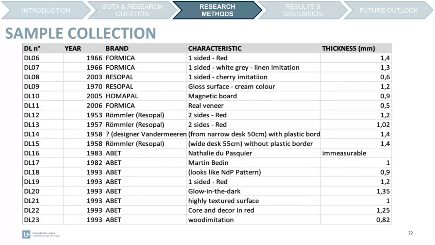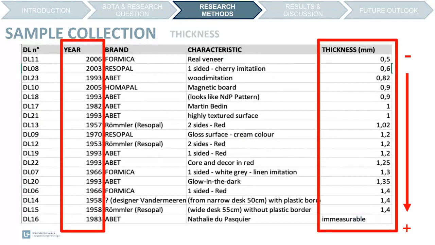Now, on the right side, the thickness of the samples makes us wonder whether there might be a trend here. If we rank them by thickness, it is apparent that many decorative laminates from earlier years are actually thicker than the more recent ones. Today, the commonly used thickness for interior application is 0.88 millimeters, with exceptions up to 1.2 millimeters, while the old ones are often 1.4 millimeters.